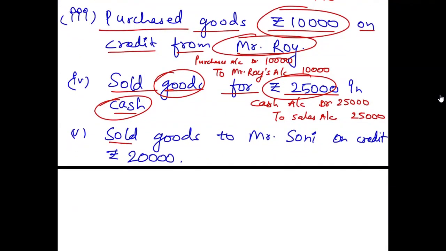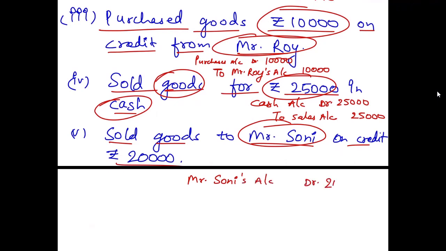Last, sold goods to Mr. Sony on credit of rupees 20,000. So have I received any cash? The answer is no. So in this case, I will make Mr. Sony my debtor. He will pay me in future. So Mr. Sony's account will be debited. I will be happy to get the money from him in future. Mr. Sony's account will be debited to whom? We have sold the goods. Goods are going out to sales account. That is 20,000.